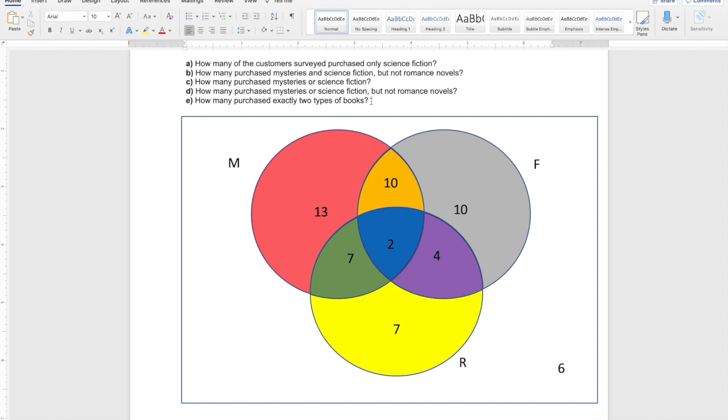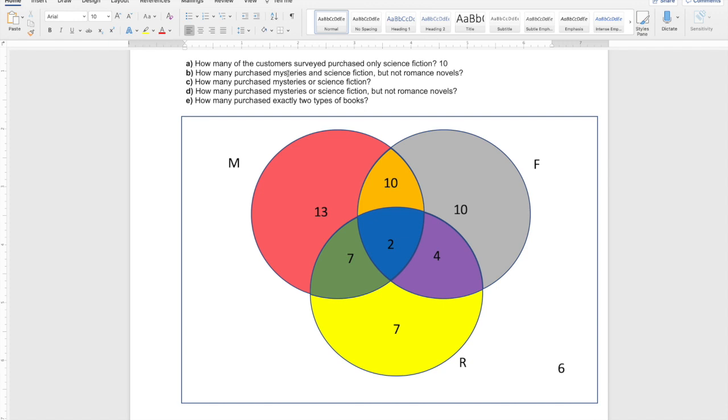So now that we have our Venn diagram prepared and filled out, we are ready to answer the 5 questions at the end of the word problem. Question 1 asks how many of the customers surveyed purchased only science fiction. Only science fiction are those people that belong to the F circle, but the part of it that doesn't intersect with any of the other 2 sets. So only the people in the gray sector of the F circle purchase science fiction only.